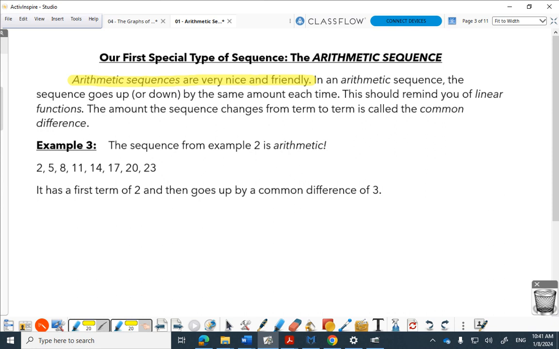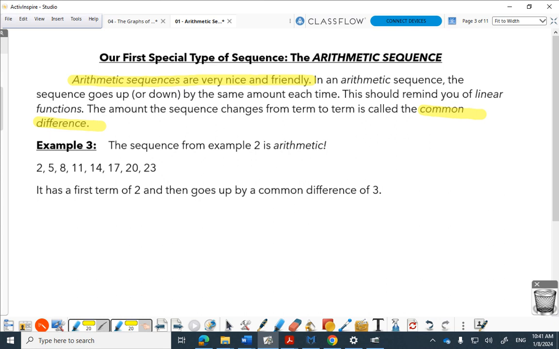Linear functions did that. The amount the sequence changes from term to term is called the common difference. So there's a word. And this is what I'm talking about. If you don't do your homework, when the word common difference appears in the test or the exam, you're like, what's the common difference? That's one of the things we're trying to do, get used to the word. If you use the word common difference in your homework a bunch of times, then when it says common difference, you know exactly what we're talking about.